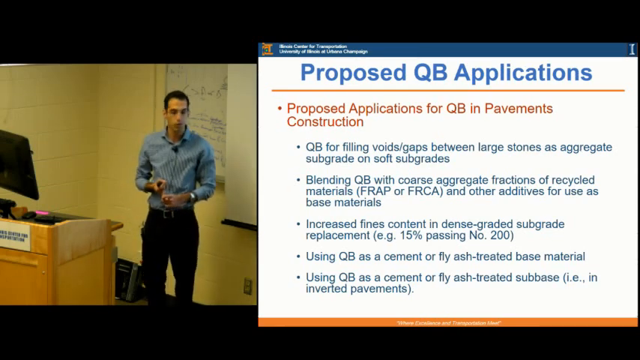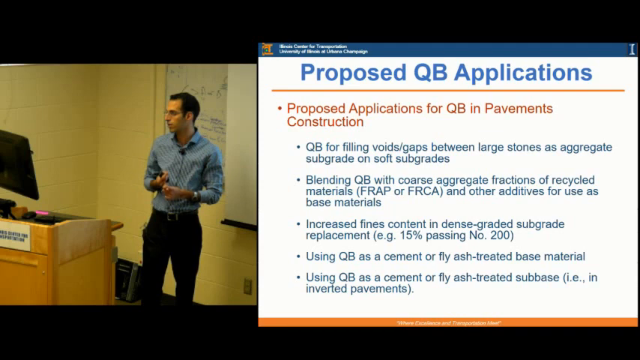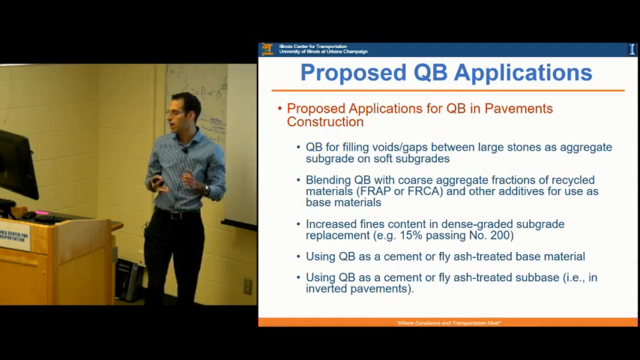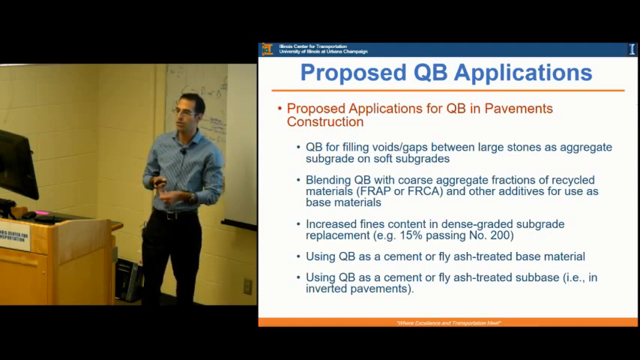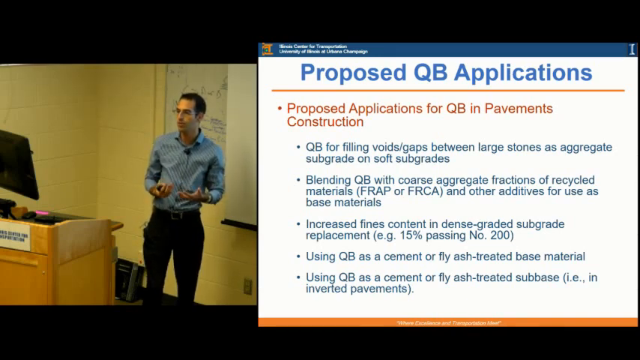Another application was to blend those quarry byproduct materials with other coarse aggregate materials, recycled materials such as fractionated RAP and recycled concrete aggregate, with other additives like cement or fly ash on stabilized base materials. We are also investigating how to reduce the amounts of quarry byproducts that are produced in the future by giving more flexibility to the standards and see if we can actually increase the percentage of fines that are permitted in the current base materials that are being used at the states.